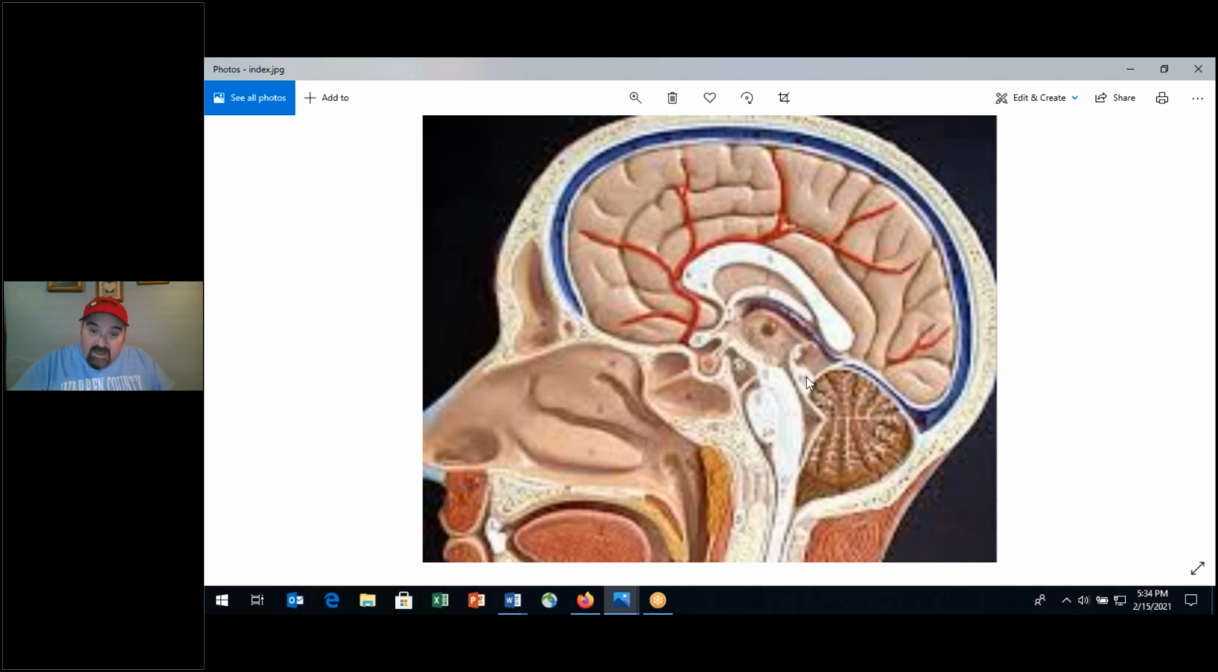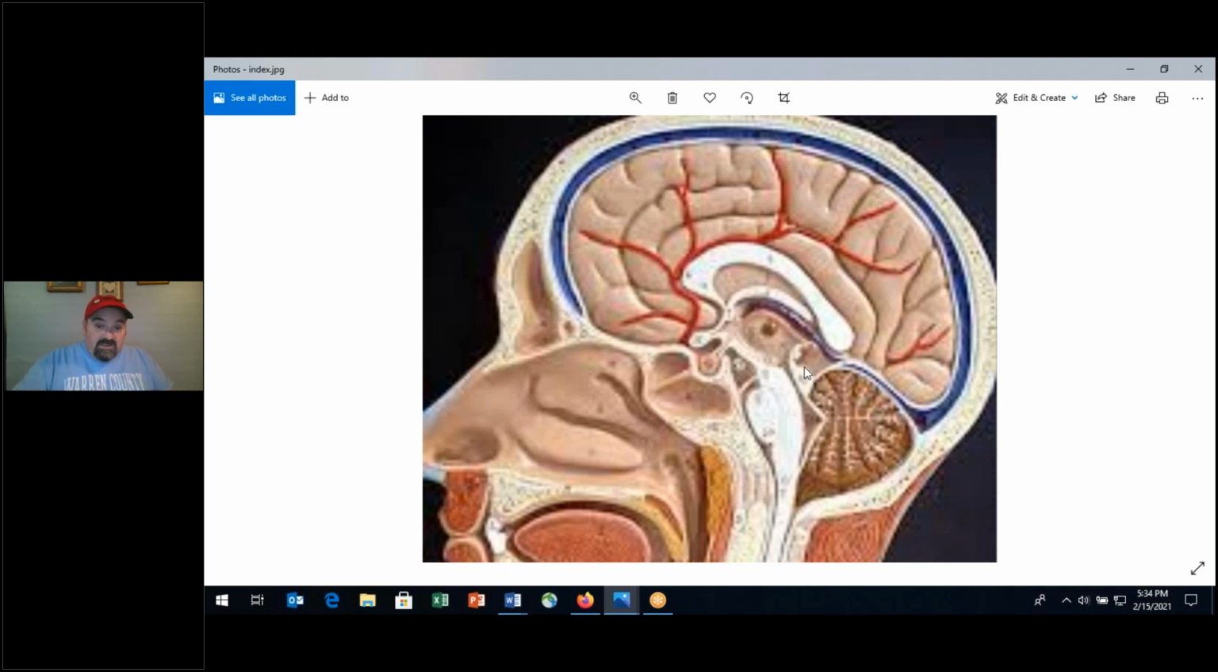We have here then also the corpora quadrigemina. This would have a superior and inferior colliculi, or colliculus. There's four areas here, two on the top, the superior, two on the bottom, the inferior colliculi. You don't have to label that. All you need to know is this is the corpora quadrigemina, just giving you a little bit more information.